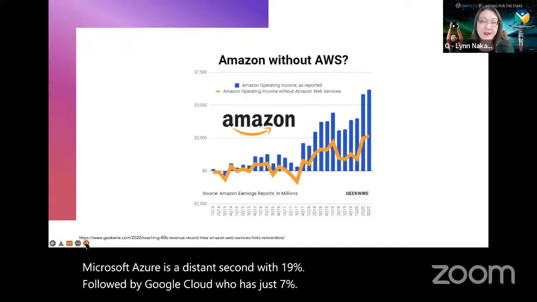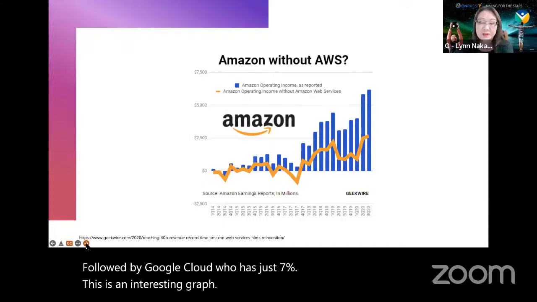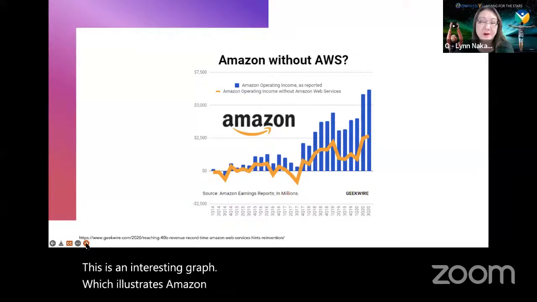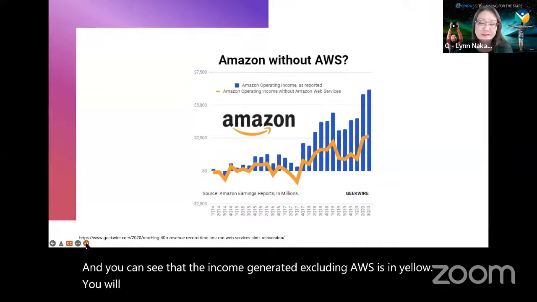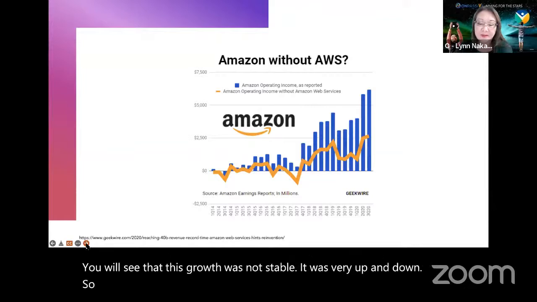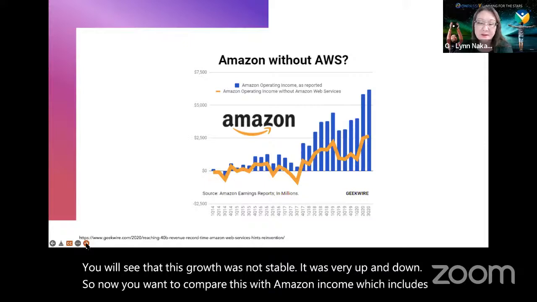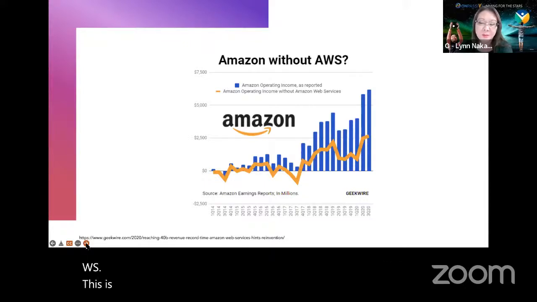This is an interesting graph which illustrates Amazon's income from the first quarter of 2014 through the third quarter of 2020. You can see that the income generated, excluding AWS, is in yellow. You will see that this growth was not stable; it was very up and down. Now you want to compare this with Amazon's income which includes AWS, illustrated in the blue bars.